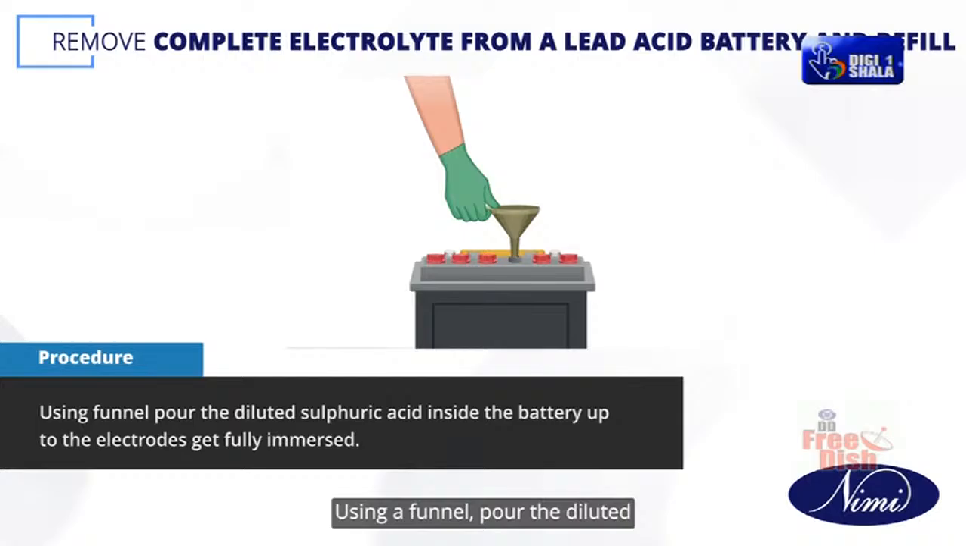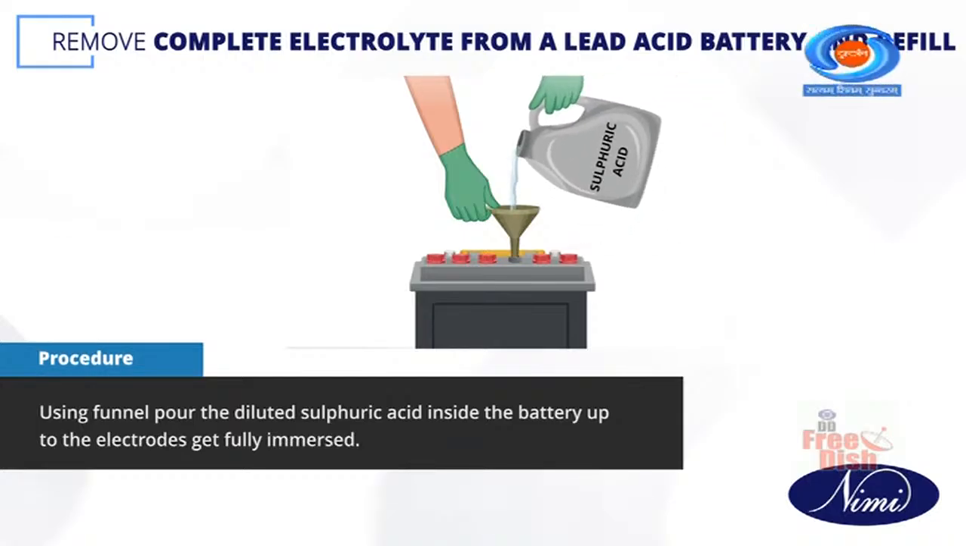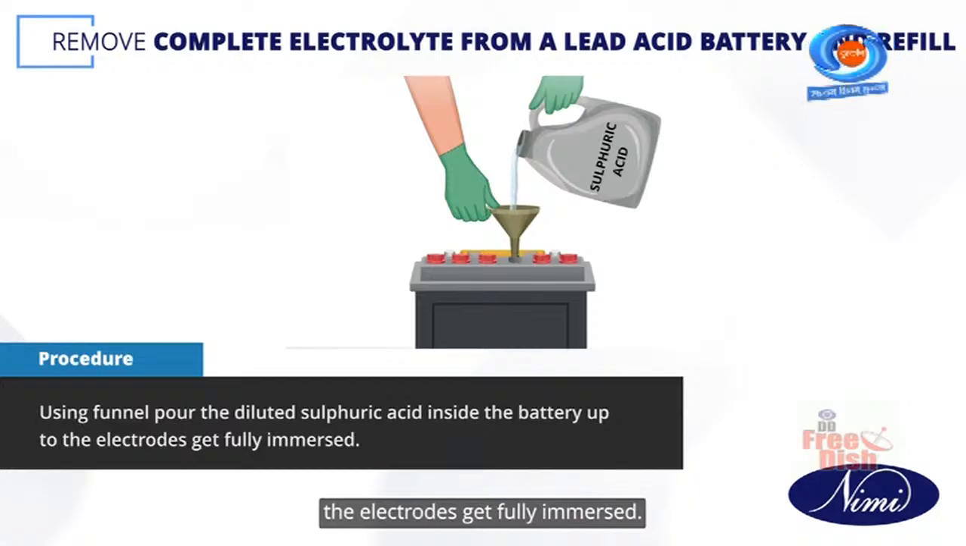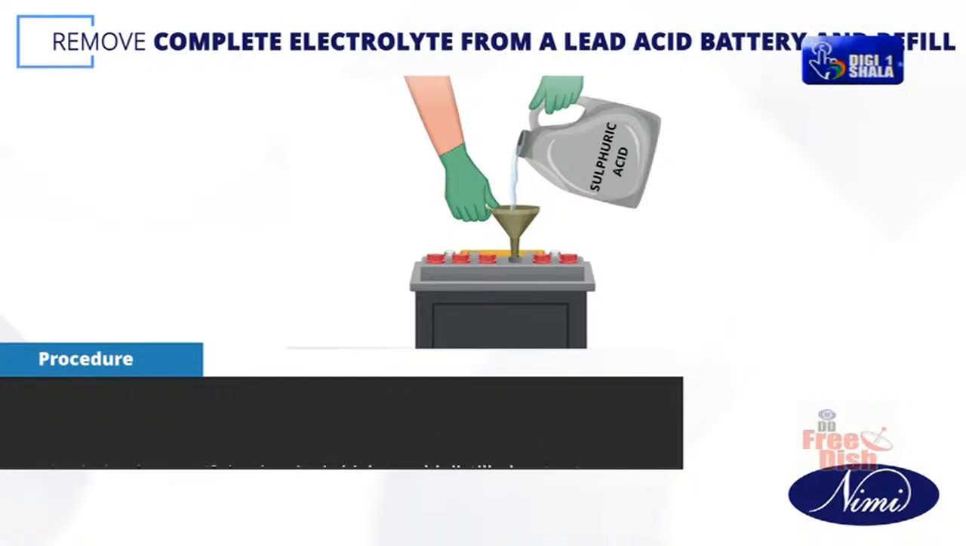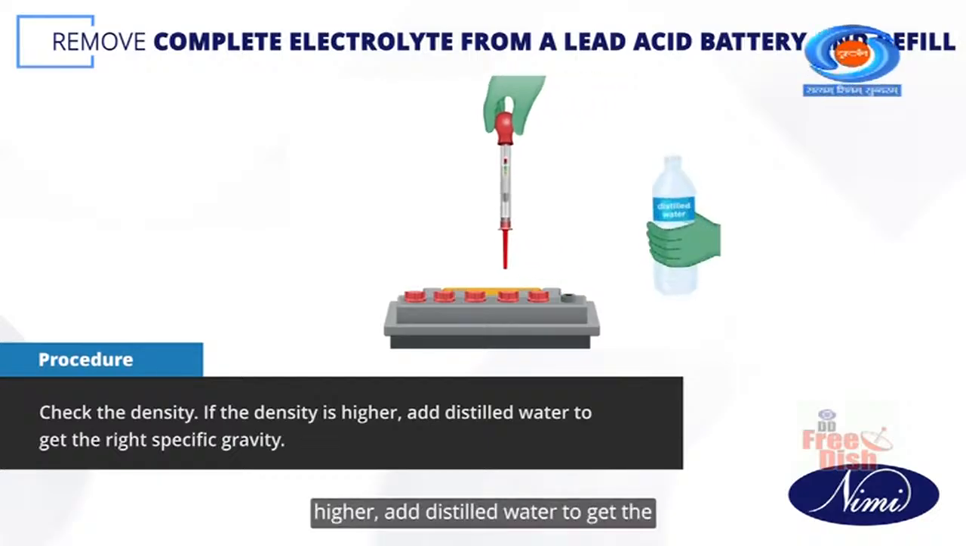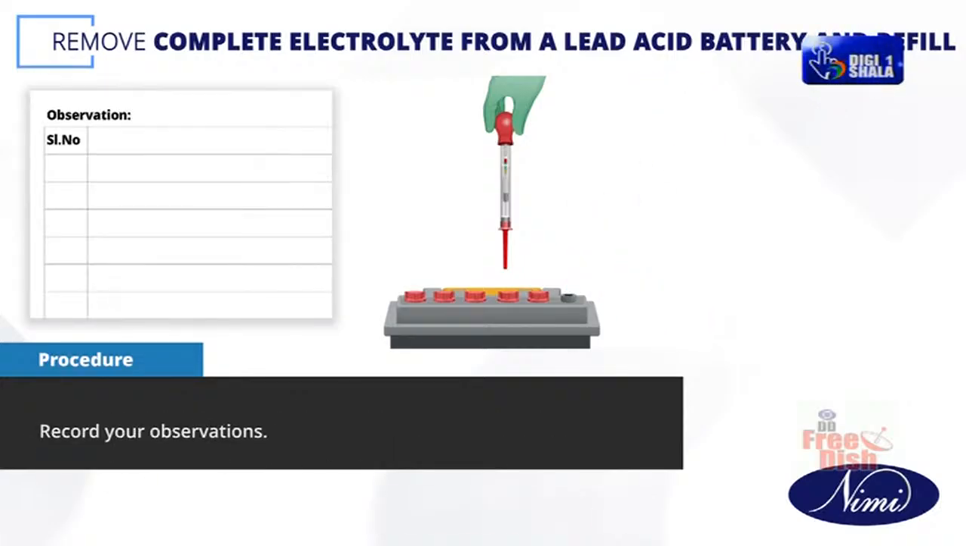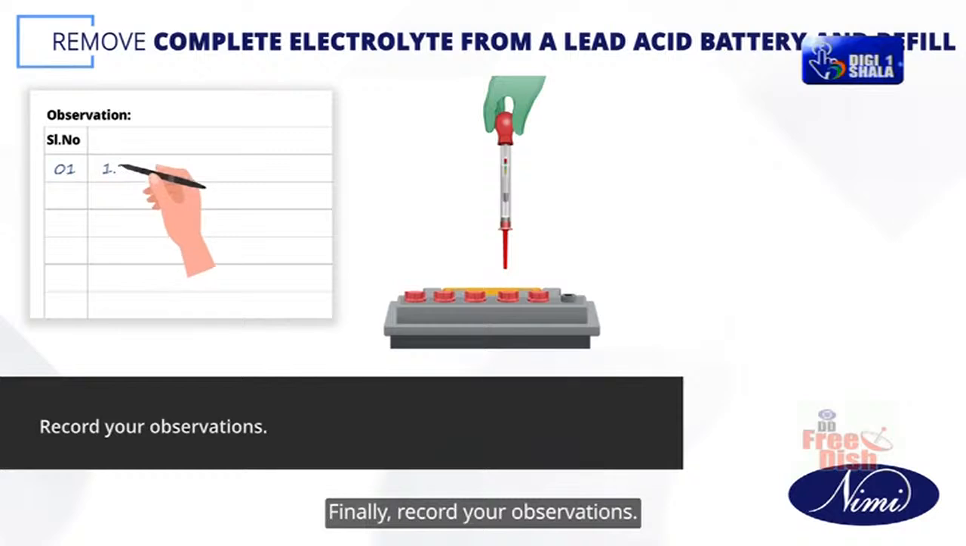Using a funnel, pour the diluted sulfuric acid inside the battery till the electrodes get fully immersed. Check the density. If the density is higher, add distilled water to get the right specific gravity. Finally, record your observations.